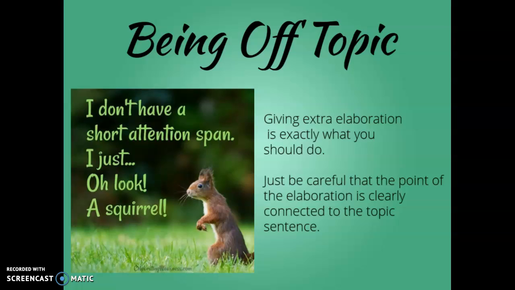So go back and read it, make sure that it connects, and if it doesn't connect, then you need to make sure that you connect it or take that out and start over. But always make sure that whatever points you're trying to make, your essay clearly states it. You cannot just assume that people understand everything the way that you do.